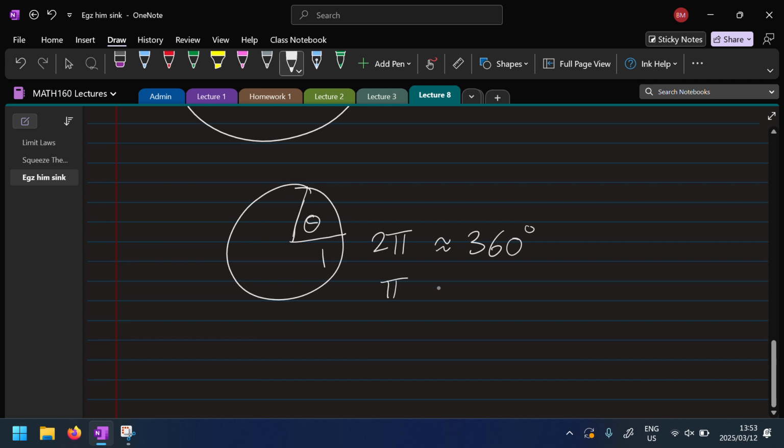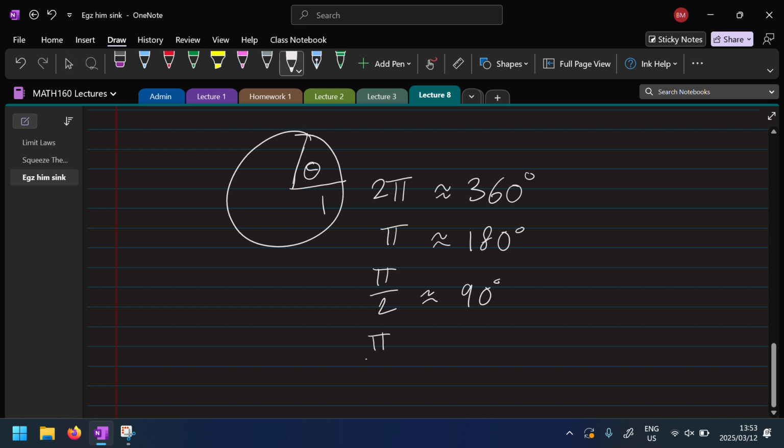So here, pi, we went halfway around, so that's 180. We're just looking at the relationship between the two. So if 2 pi is all the way around, that's 360. Pi, that's halfway around, that's 180. Pi over 2, that's 90. That's a quarter way around. And we can look at any fraction like this. So pi over 4, that's one of your special angles. That'll be 45. Okay, pi over 6, 30.